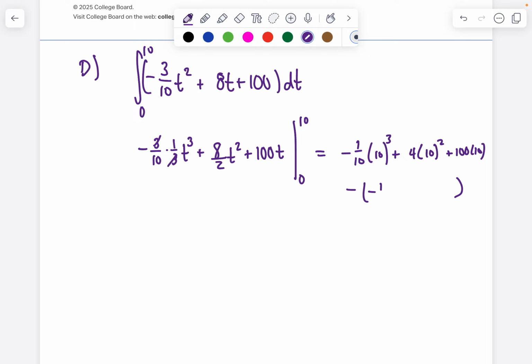I mean, you could. So you got -1/10 times 0 cubed, plus 4 times 0 squared, plus 100 times 0. That's fine. But in this case, since 0 is going to give you 0, if you left this part out, that would be totally fine. If this had been asking you to do from 2 to 10, then you would definitely need to plug the 2 in and show that you then would subtract. Okay?